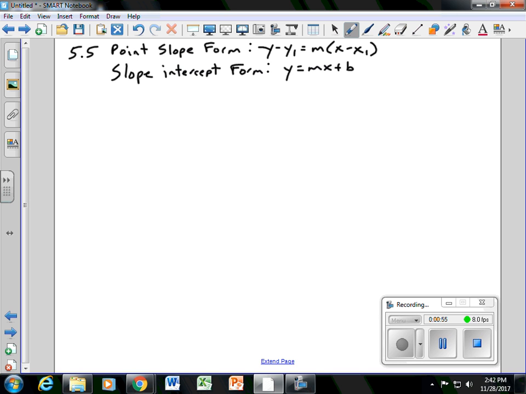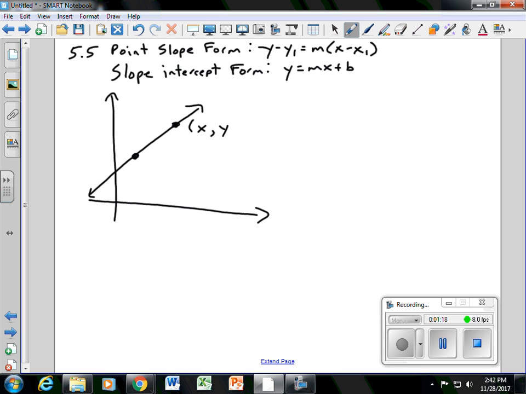And I'm going to work from example 1 in your book on page 300 to show you why the point slope form works. I'm not going to do exactly what they do in example 1. I'm just going to draw a sketch here. Let's say I've got 2 points on this line. This is x, this is y. This will be x sub 1, y sub 1.